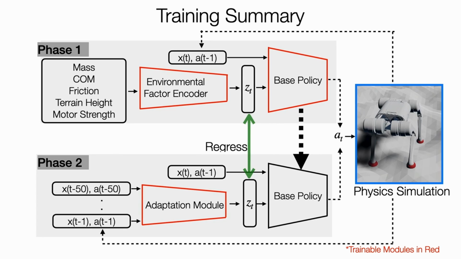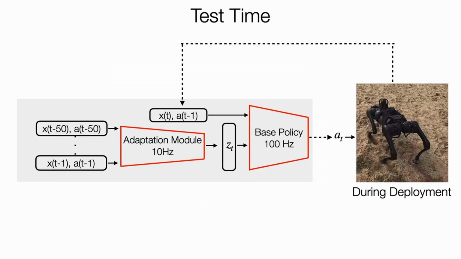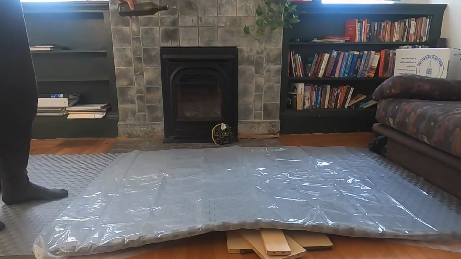This adaptation module estimates these unknown extrinsics online, and due to limited onboard compute capacity, it runs asynchronously 10 times per second. That's much slower than the base policy that runs 100 times per second. This asynchronous system is actually critical for seamless real-world deployment. They didn't need any synchronization or calibration while transferring the policy to the robot either.